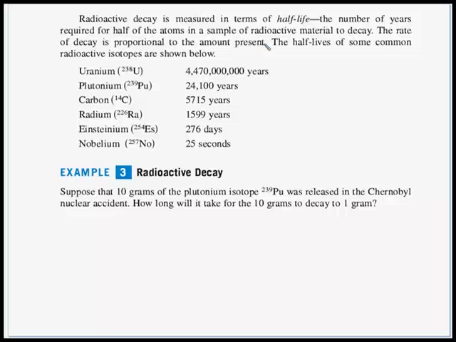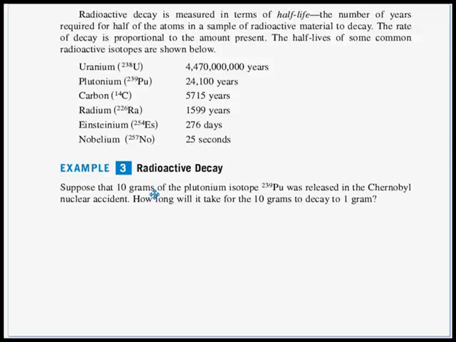Radioactive decay is measured in terms of half-life, the number of years required for half of the atoms in a sample of radioactive material to decay away. The rate of decay is proportional to the amount present. The half-lives of some of the common radioactive isotopes are shown below. Uranium, over 4 billion years. Plutonium, 24,100 years. And then carbon, radium, einsteinium, nobelium, down to 25 seconds.